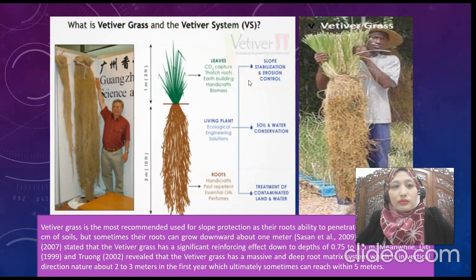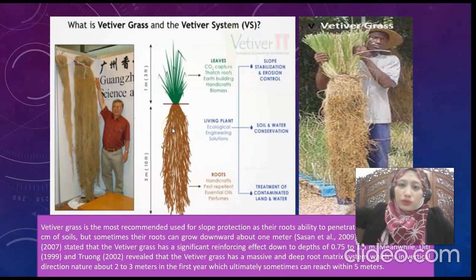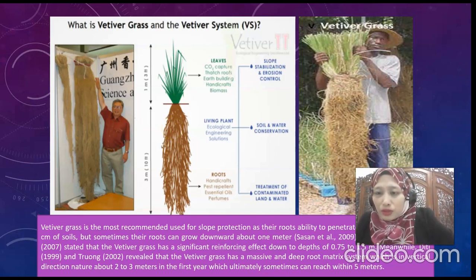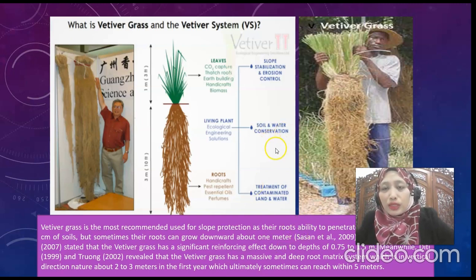Okay, in this study, why was the Vetiver grass chosen? If you look from the figure here, the root is able to grow in the vertical direction, around 30 to 50 centimeters and up to 5 meters. So I can say it's very special in order to protect the soil slope.